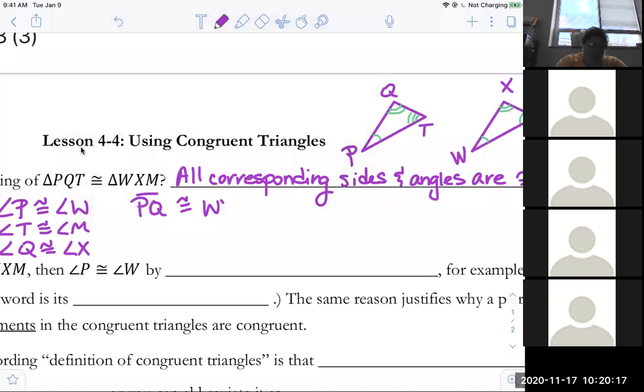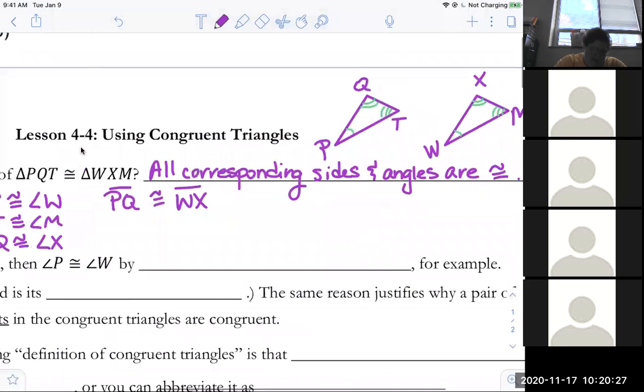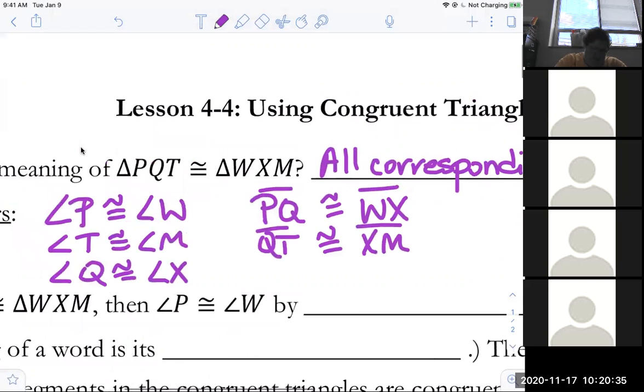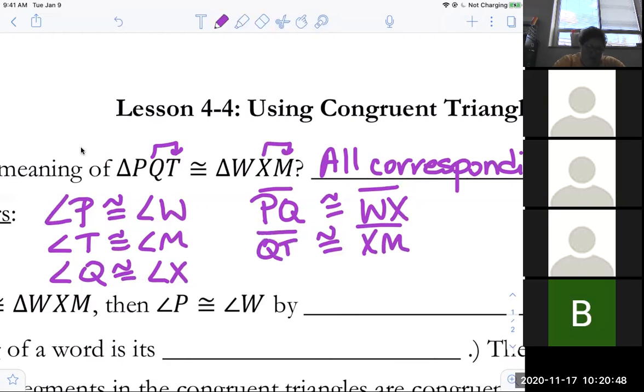Right. And remember, the order matters. So if you said segment PQ and segment XW, it wouldn't quite be right. Okay, then what? QT and XM. Okay, and again, you can get it from the congruent statement here. She says QT, then it should go XM. All right, and then the last pair, Braden, what's the last pair? TP and MW. Segment TP is congruent to segment MW.